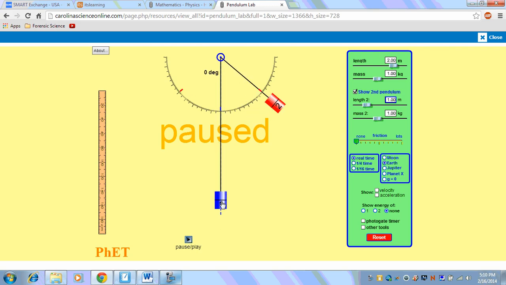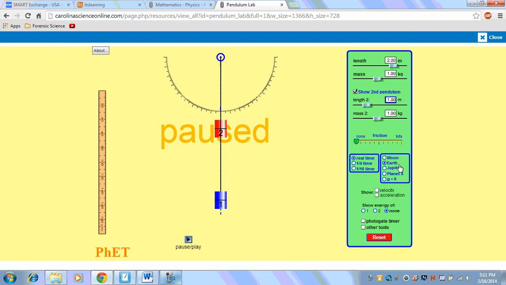Actually, let's bring them back to center. We're going to bring these both back to center. Boom. Actually, yeah, we're going to keep them just like this. So they're the same mass, but bob 2, the red one, is half of the distance from its central point as the long one.